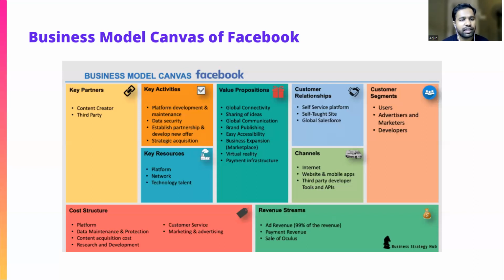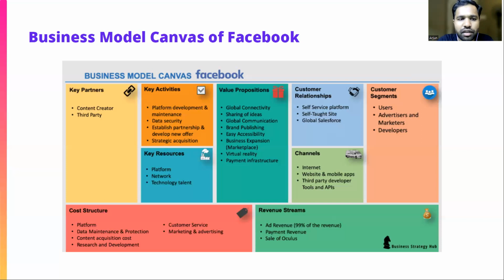And what are all the key activities? Basically, their key activities are to develop the platform and maintain it, and of course maintain it in a secure way, right? Because hacking and cyber security issues are becoming a bigger problem and bigger threat these days. So they need to maintain their platform, they need to secure their platform, and they need to partner with many different companies, and they also need to acquire a lot of companies, and that's how they acquired WhatsApp and Instagram.